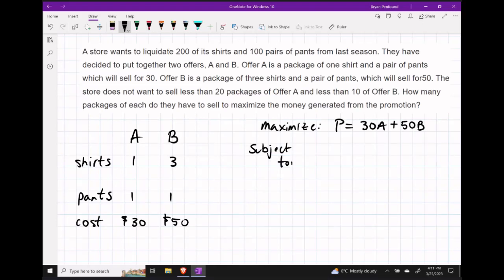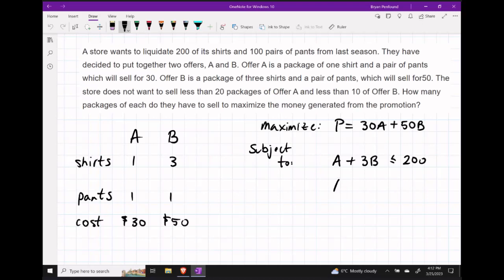Next, let's go ahead and try to find some of our constraints. Since we only have 200 shirts, we can make the following first constraint, that A plus 3B must be less than or equal to 200. In other words, all of the packages A that I sell plus 3 times the packages of B that I sell have to be less than or equal to 200. I can't sell more shirts than what I have in stock.